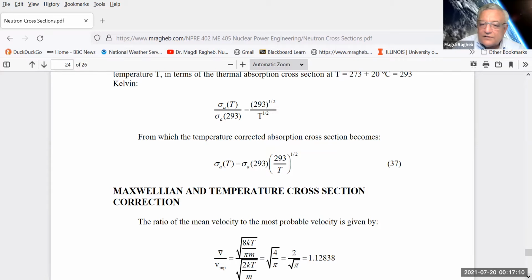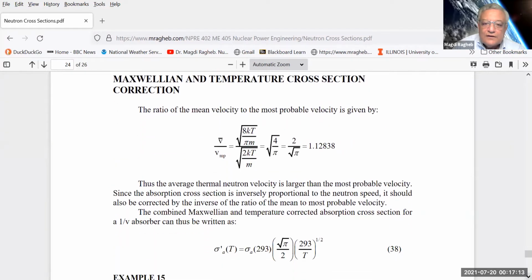There's another correction that is introduced in terms of the Maxwellian distribution, where we take the mean velocity, the square root of 8kT over pi m, and divide it by the most probable velocity, the velocity at the maximum of the Maxwellian distribution, that is the square root of twice kT over m. The m and the m cancel, the k and the k cancel, the T and the T cancel, and we end up with another correction factor, which is 2 over the square root of pi. It's the square root of 4 divided by pi, which is 2 over the square root of pi.